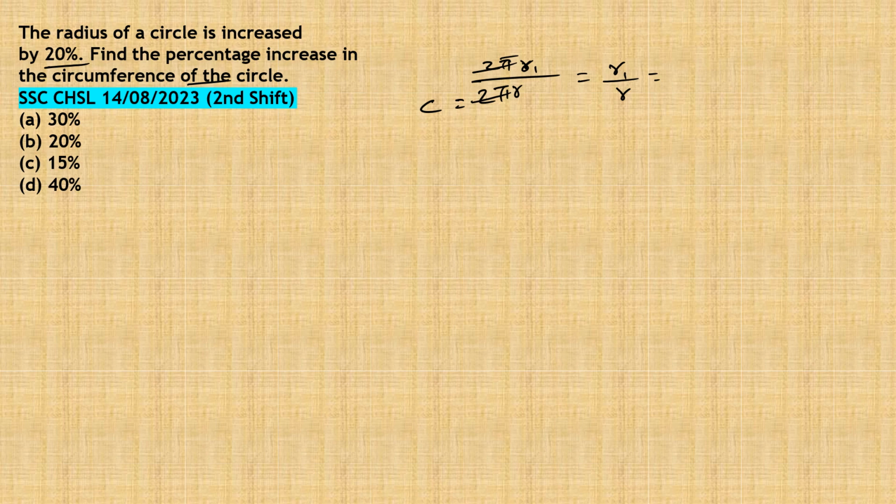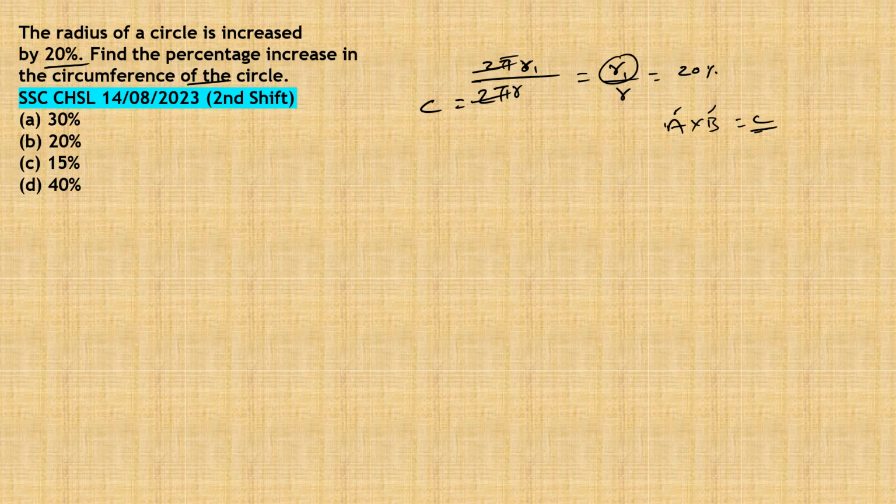Circumference of the circle depends upon the radius only. That is, the radius is increased by 20% and the circumference is also increased by 20%. In this case, we cannot apply the successive formula, because successive is applied when there is an increase of some percentage in two terms, that is A into B is equal to C. If there is a percentage change in the first term and a percentage change in the second term, then the successive is applied.